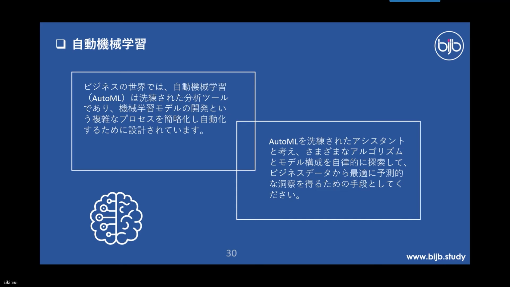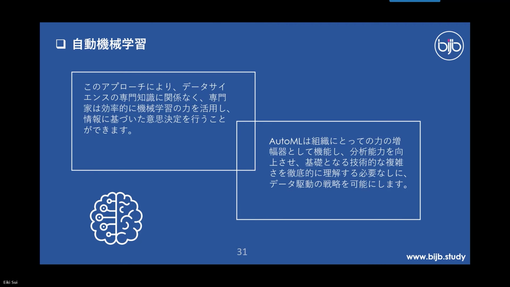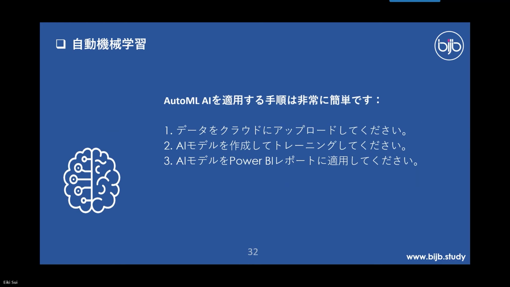Imagine it as a sophisticated assistant that explores various algorithms and model configurations to automatically come out with an order of insights from your business data. This approach allows professionals to efficiently leverage the power of machine learning for informed decision making, regardless of their data science experience. Automated machine learning acts as a force multiplier for the organization, enhancing analytical capabilities and enabling data-driven strategies without requiring a thorough understanding of underlying technical capabilities.